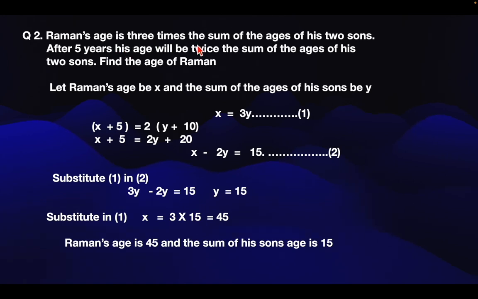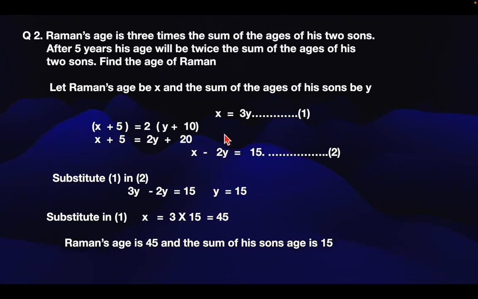Raman's age is 3 times the sum of the ages of his 2 sons. After 5 years, his age will be twice the sum of the ages of his 2 sons. Find the age of Raman. Let Raman's age be x and the sum of the ages of his sons be y. So the first equation: Raman's age is 3 times the sum of the ages of his sons, so x is equal to 3 times y. That is the first equation.